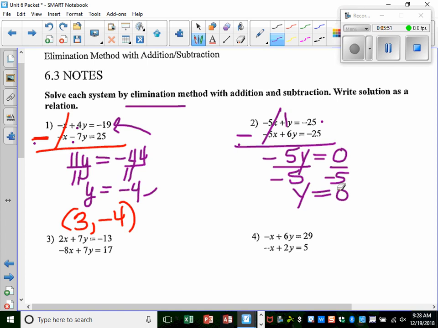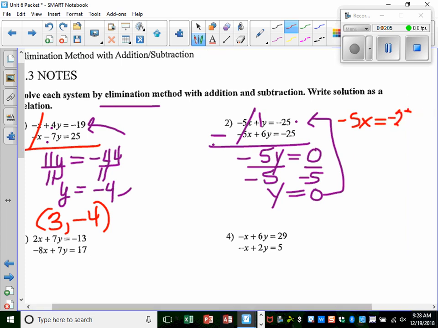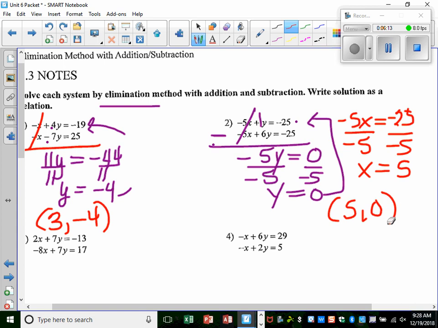Put it back into whichever one you want. I'm going to do the top one. So -5x, I don't even need to say plus 0. I'm just going to say equals -25. Divide by the -5. So x equals +5. And then there's your solution.